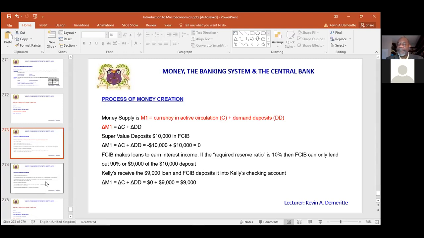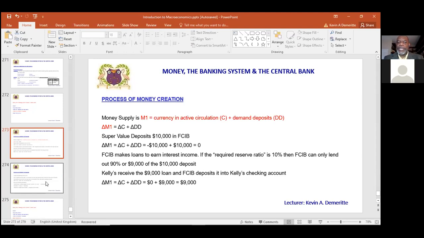Now, our calculation for money supply is currency in active circulation plus demand deposits. Currency in active circulation plus demand deposits. So that is the amount of money that the banks now have available to lend out. Super Value deposits 10,000 into FCIB.